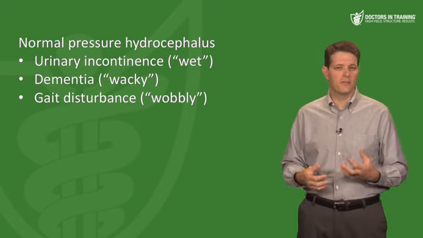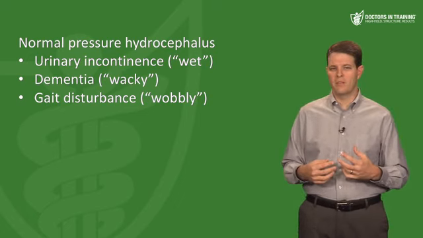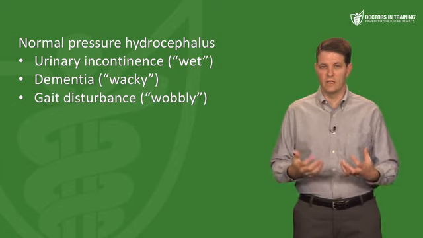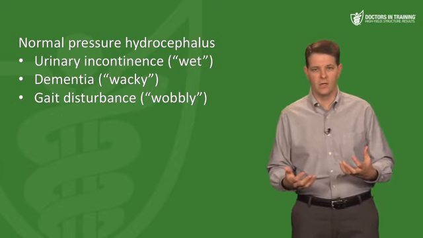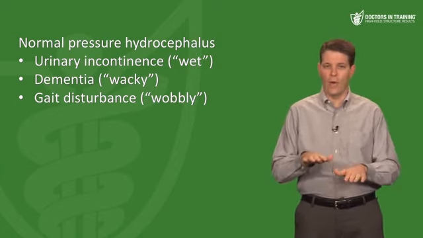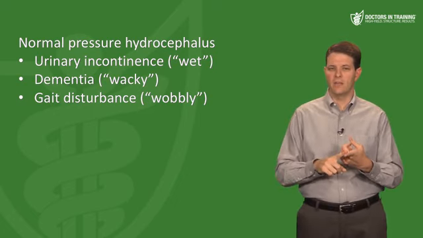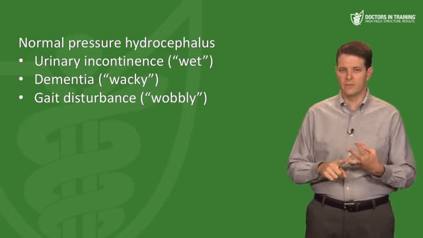Now, the gait disturbance in normal pressure hydrocephalus is described as a magnetic gait, like there are magnets stuck in the patient's feet, sort of holding the patient's feet to the ground. So they take these very short, low amplitude steps. So make sure you can recognize that triad: incontinence, dementia, and gait disturbance.